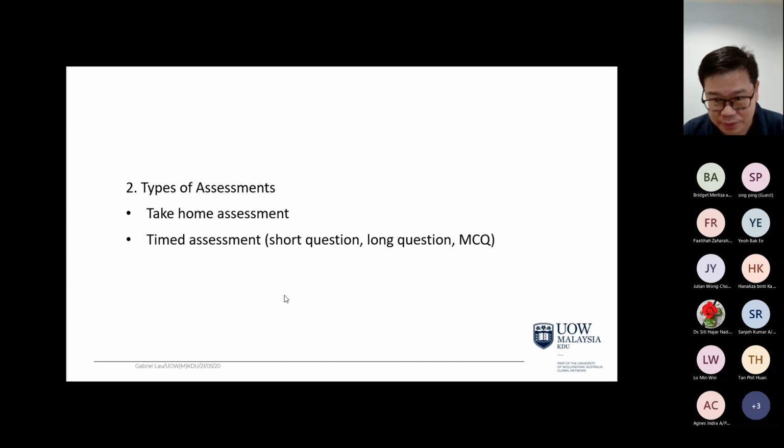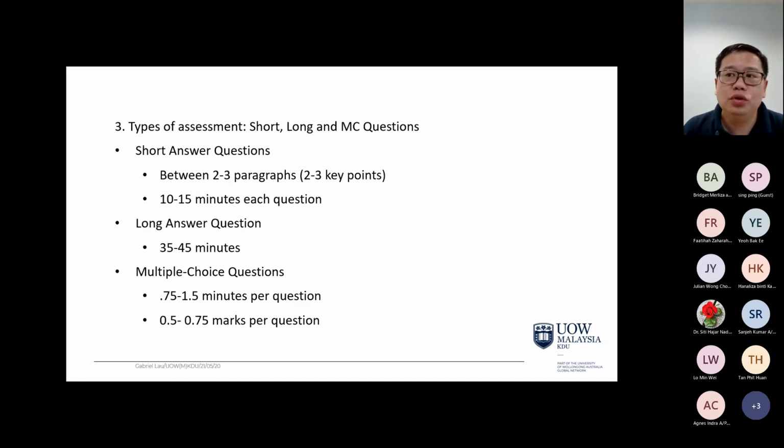be a timed assessment. Okay, a take-home assessment is over a duration. It is like writing a 5,000-word report in 2 weeks or in 1 week. A timed assessment is where you do an exam like that. Okay, so for the short and long types of assessments that you are given the opportunity to do, we have short answer questions, we have long answer questions, we have multiple choice questions, and so on.